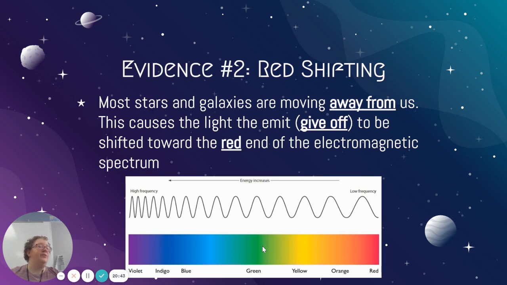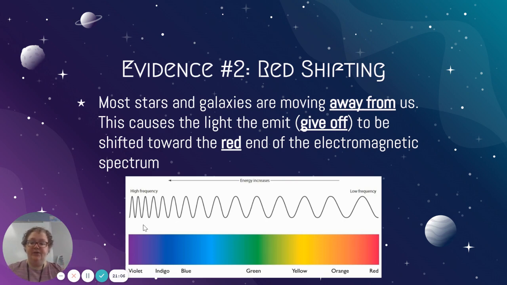Second piece of evidence is something called red shifting. So this is something we can still observe today. Most stars and galaxies are moving away from us because the universe is still expanding. As those stars and galaxies move away from us, we see something called the red shift. The light that is given off is going to be shifted towards the red end of the visible light spectrum.